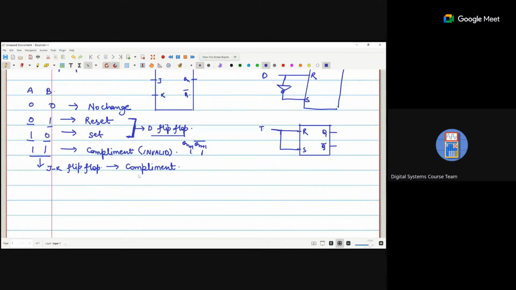Now, if we use the second and third conditions, we can say it is a D flip flop. If we are using the first and fourth conditions, we can see that it is a T flip flop. When T is 0, no change. When T is 1, complement.